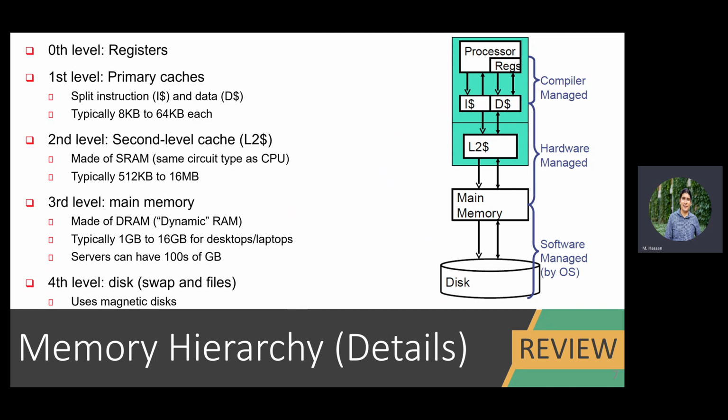If you have ever seen a DIMM in a desktop, right? It's a commodity thing you can buy from Amazon, as I said before. It's made of dynamic memory. It's typically in the range of, this is a very old slide, so it's in the range of 16 gigabytes, right? Now you can buy laptops with 64 gigabytes, or even more. Servers can have hundreds of gigabytes, basically, because memory is very important for servers.